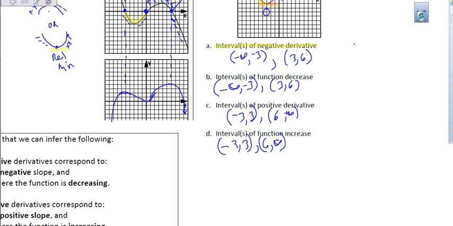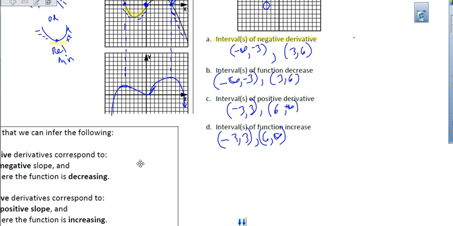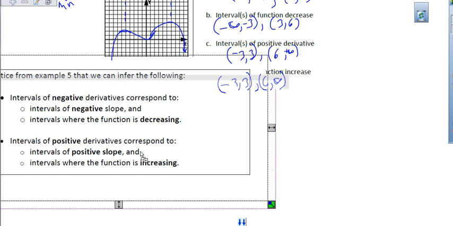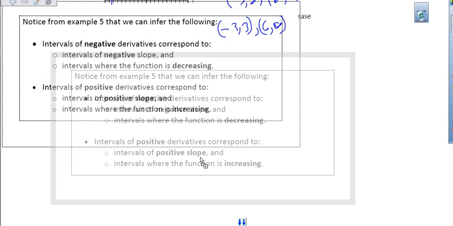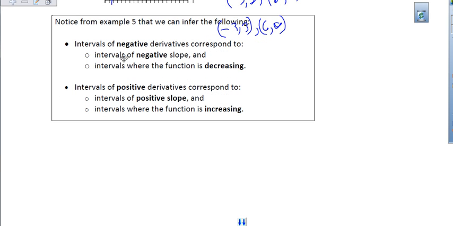So let's finish up and make a few observations. Notice from example 5 that intervals of negative derivatives correspond to intervals of negative slope. The derivative is the slope of the tangent, and it also tells us where the function is decreasing. So the counter to that is when you have an interval of positive derivative, it indicates a positive slope, and it indicates where the function itself is increasing.